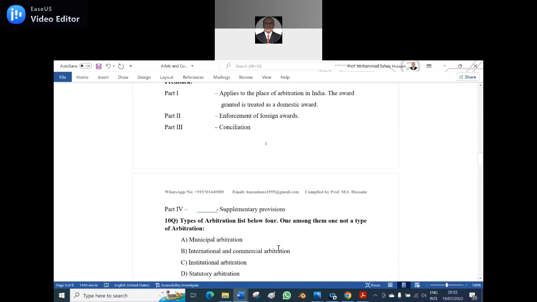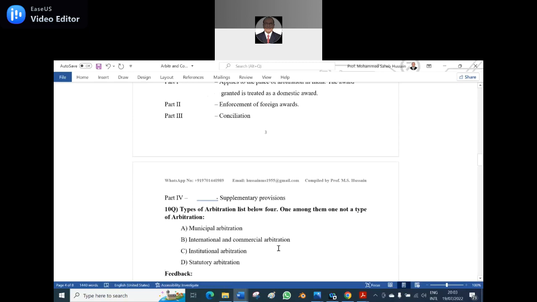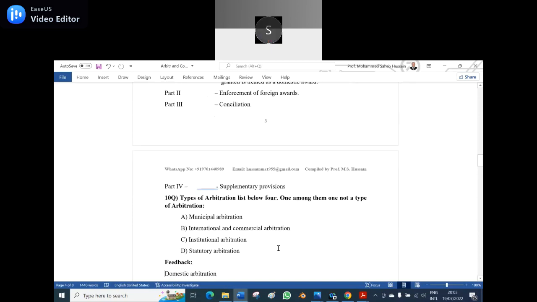The 10th question. The types of arbitration listed below: one among them is not a type of arbitration. A, municipal arbitration. B, international and commercial arbitration. C, institutional arbitration. D, statutory arbitration. C, institutional arbitration. Wrong. Read the question: which among them is not a type of arbitration. Option D, sir. Municipal arbitration is not there.